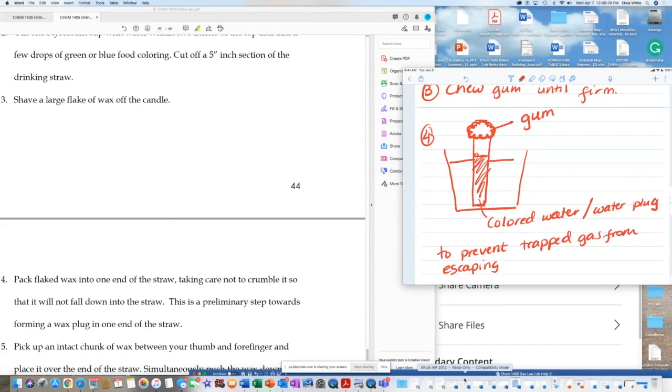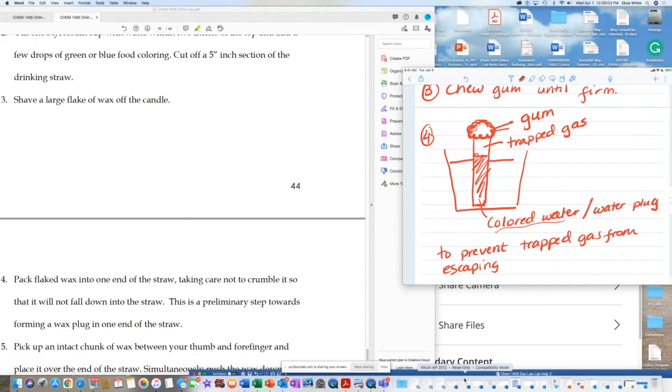The gum is acting as another physical barrier. What we really care about is not the gum or the colored water. What we care about is the trapped gas in between these two, because this is a gas law lab. I have to keep stating, remember the purpose of this lab. We care about the gas. Sometimes students will get confused, because it's a means to an end, and we're detouring to try to get gas trapped somewhere.